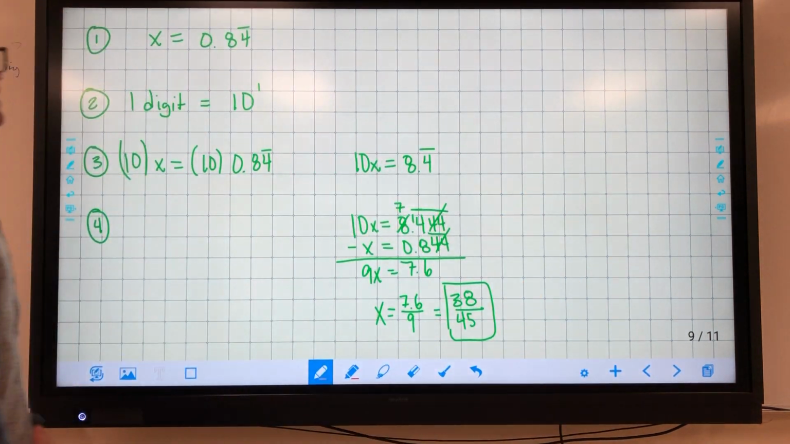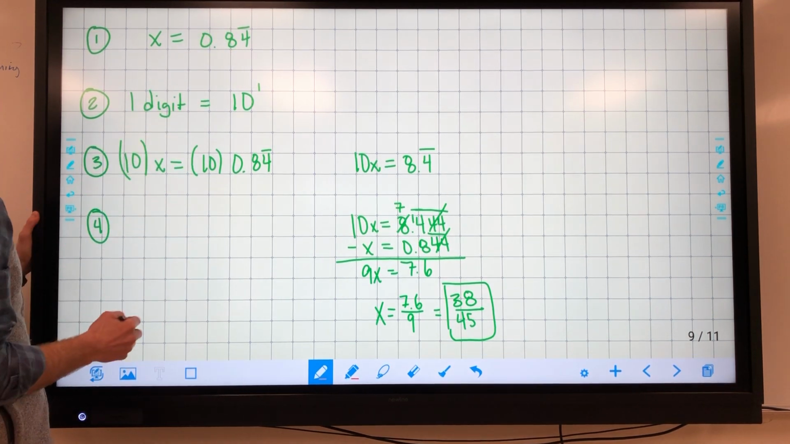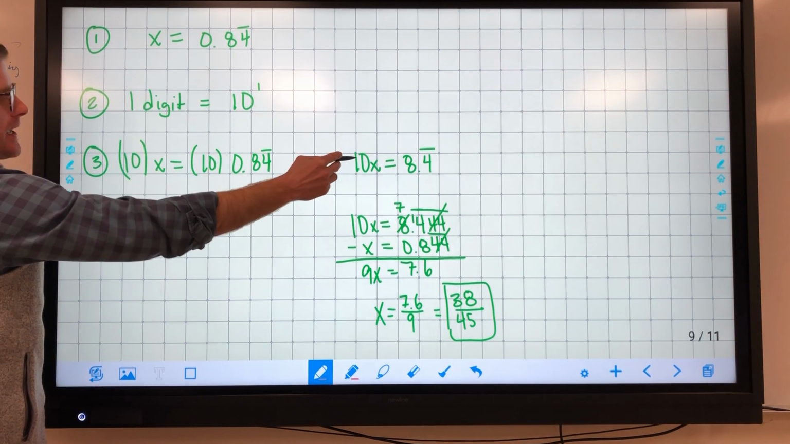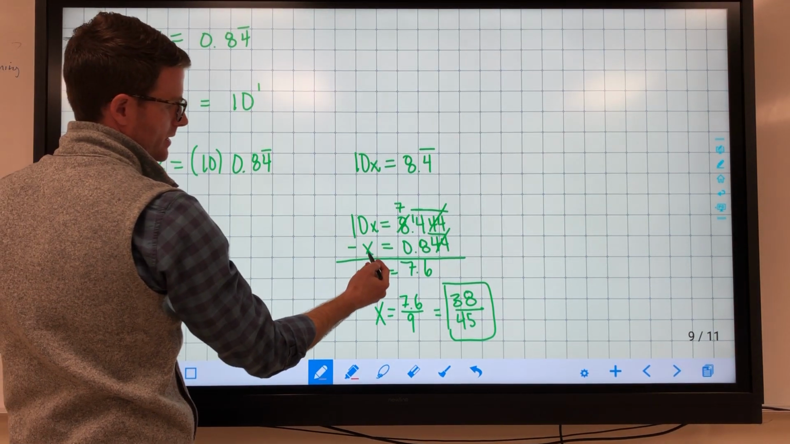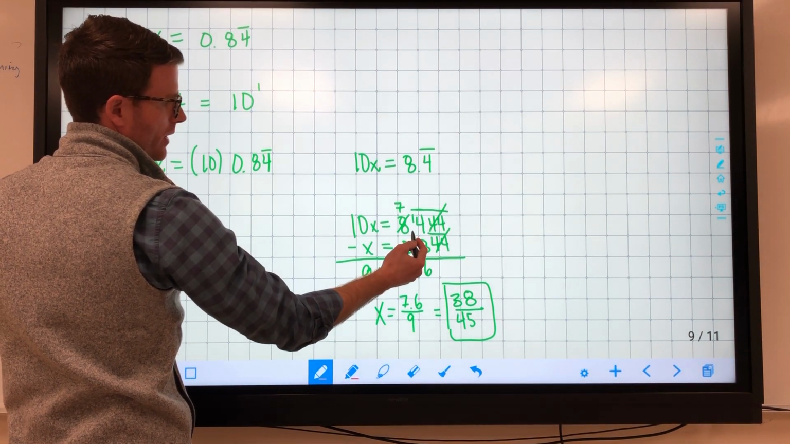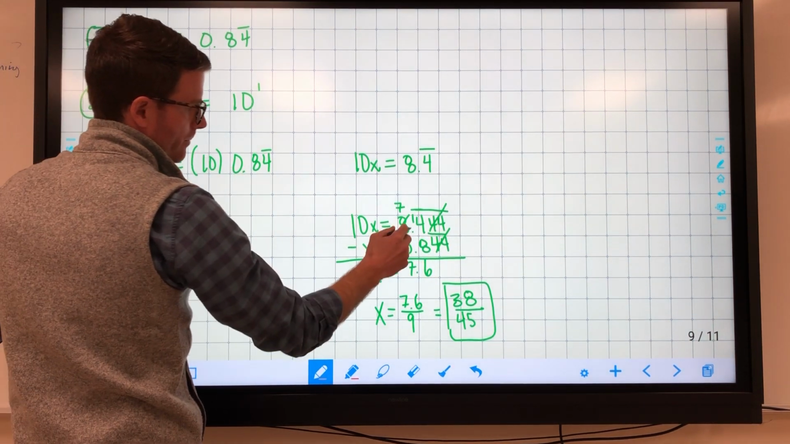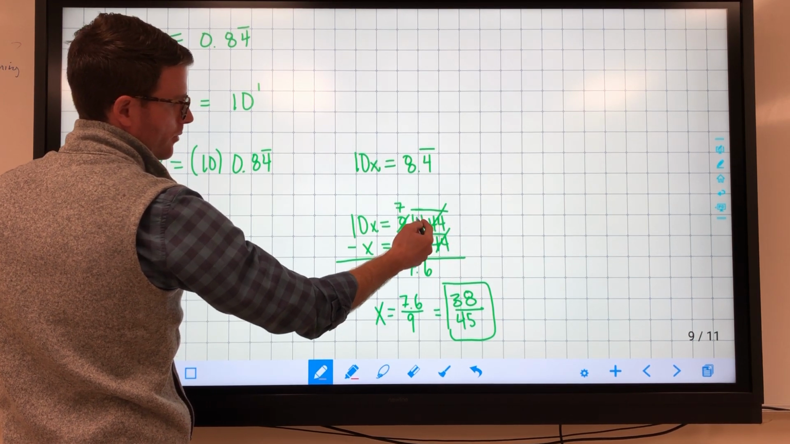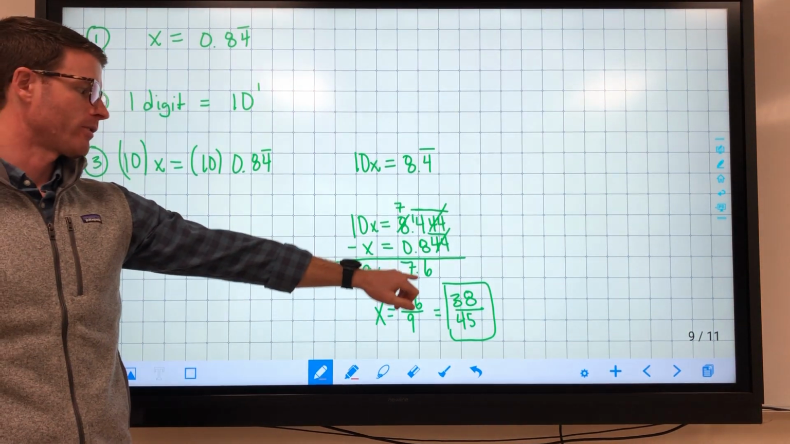Okay, next one. All right, 0.84 repeating. X, step 1, x equals 0.84 repeating. My 4 is the only digit repeating, so I have 1 digit here, 10 to the first. Multiply my first equation by 10. I get 10x equals 8.4 repeating. Subtract the 2 equations. 10x minus x is 9x. 8.4 repeating minus 0.84 repeating. I had to do some borrowing here. All right, the 4 repeatings cancel out. 14 minus 8 is 6. 7 minus 0 is 7. I get 9x equals 7.6.